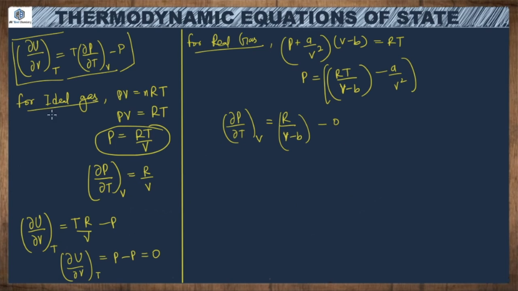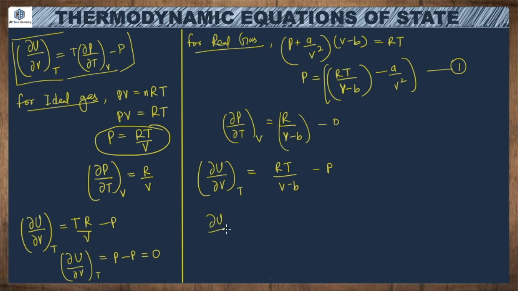So just substitute it in this particular equation. What I am going to get is del U by del V at constant T, which should be equal to, now T I already have, so it will become RT upon V minus B. I have just substituted its value over here, and minus P. That's what I will get. Now what I can do is put the value of P from equation 1 into this expression.